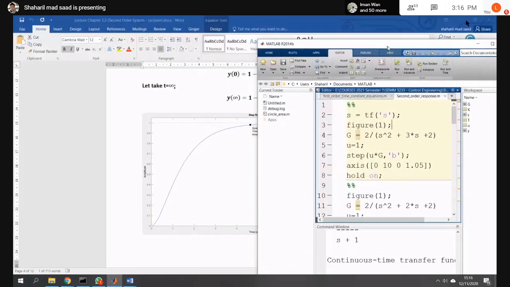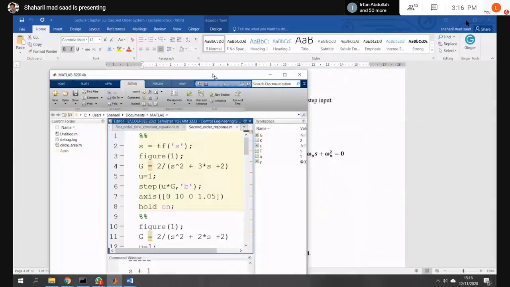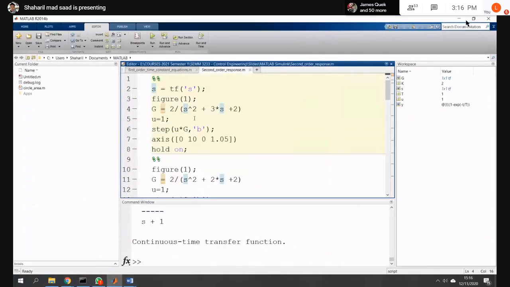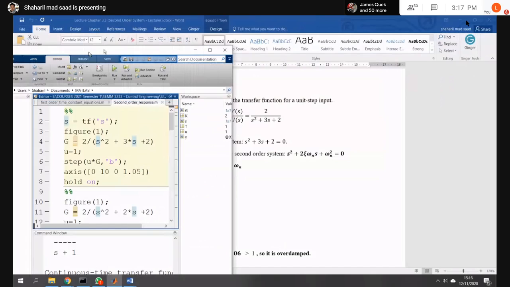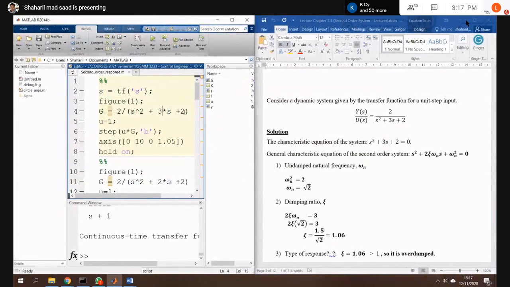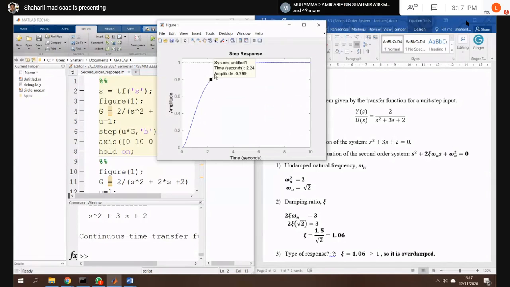Now what is the equation for this one? The easiest way is you just type it using the Laplace here: 2 divided by s squared plus 3 times s plus 2. Let's run this one. Yeah, you get this kind of graph over time. Okay, this is the graph. Done.